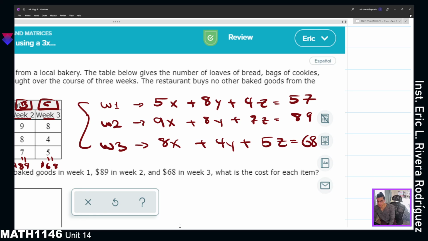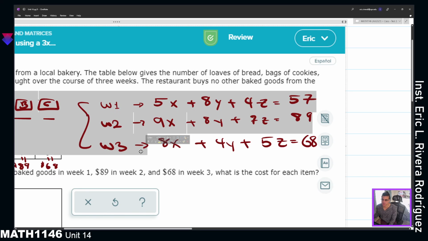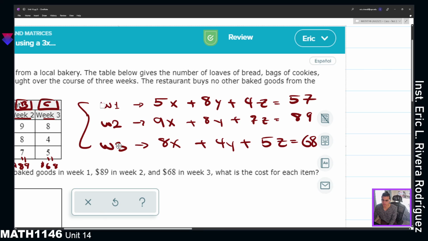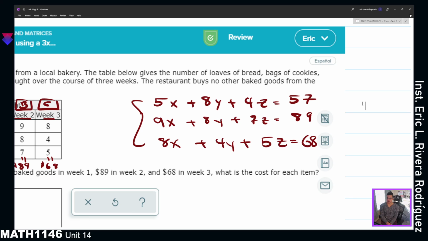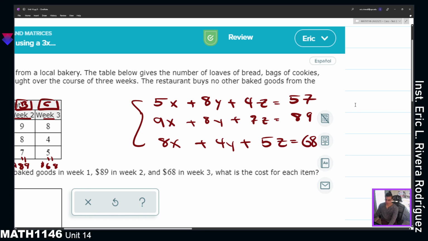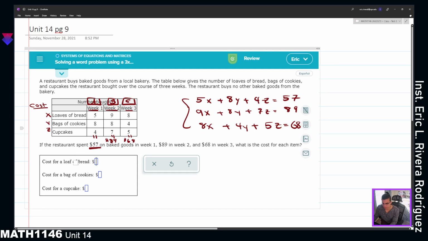So that is the system. So I should erase this. Okay, this is just from week 1, week 2, and week 3. That's just telling us from when I built those equations. So this is the system that we have. Okay, so with that system, when you solve for x, you are getting the cost of loaf of bread. So that is going to be x, bag of cookie is going to be y, and cupcake is going to be the value of z.